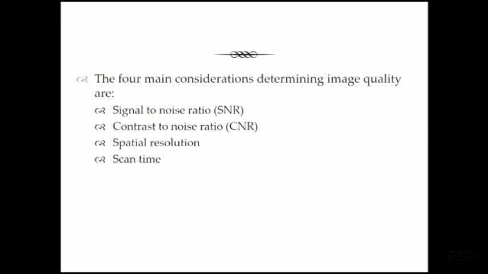There are four main considerations determining image quality. We just mentioned what they were: signal to noise ratio, contrast to noise ratio, spatial resolution and scan time. As I said, the way that scan time ties into that is that typically the longer you try to scan someone, the more likely they are to move.